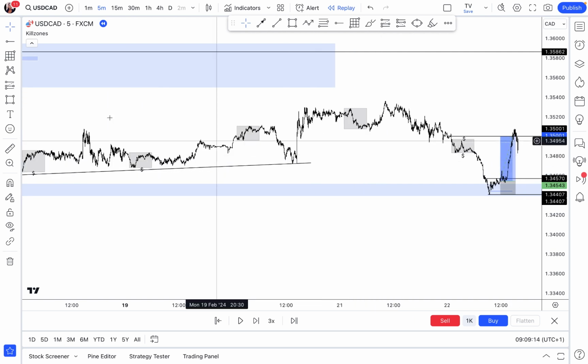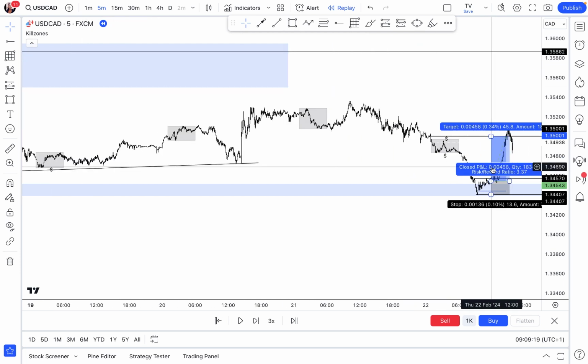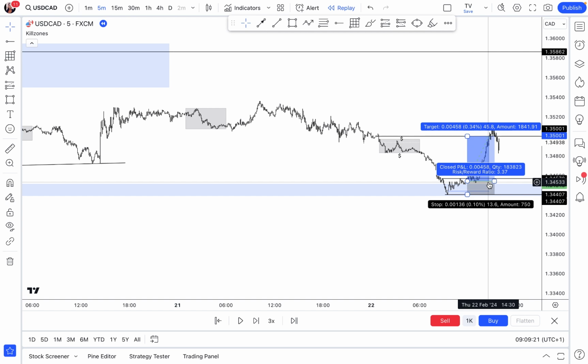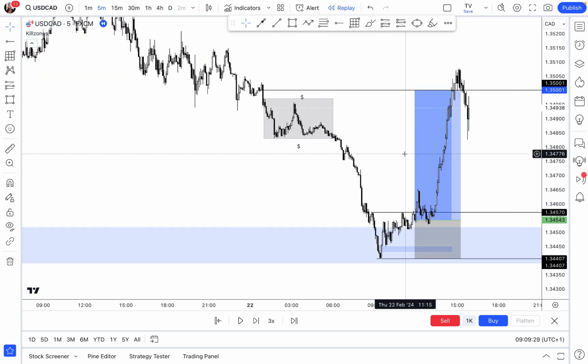So you can see we lost 1 RR right here, but at this level we're able to make our 1% back and even still make an extra 2% profit from this trade right here. So patience really helps while trading.